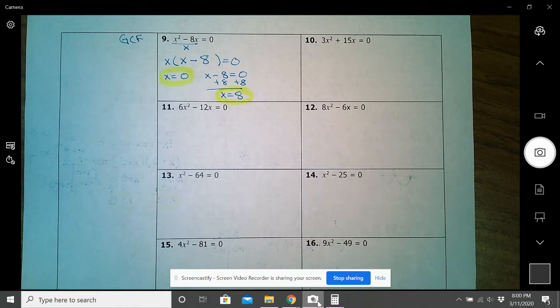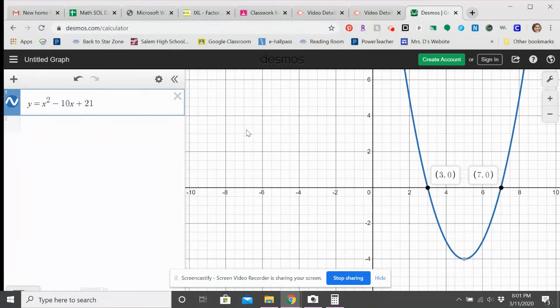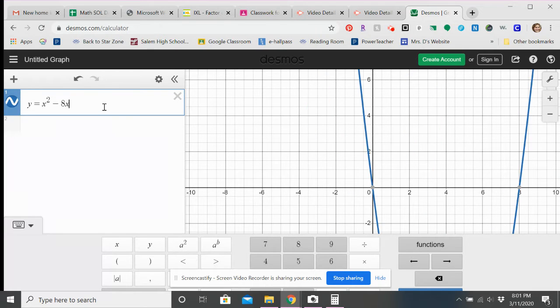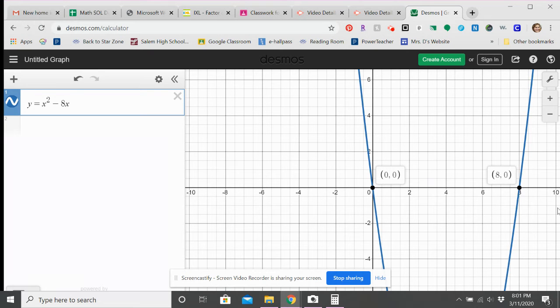Take it to Desmos. Check your work on Desmos. So easy. We've got x squared minus 8x. And here's your two x-intercepts, 0 and positive 8.